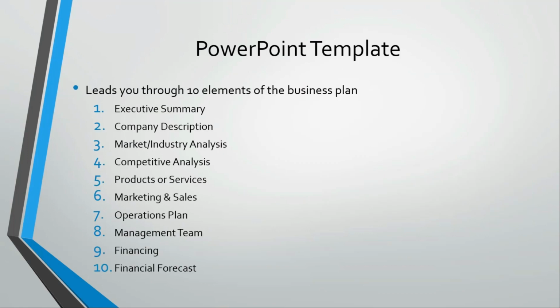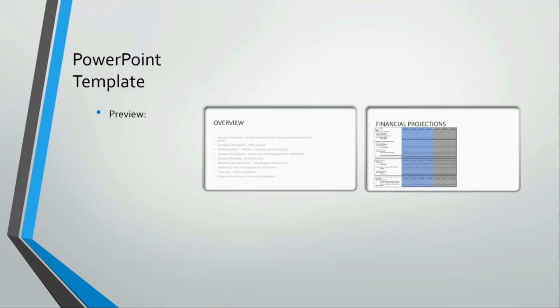And it also has a PowerPoint template that goes through the exact same 10 elements of the business plan. It's really nice to have a presentation so you can show other people what your business plan looks like. This is just an example of the PowerPoint template. Here I have an overview of the 10 elements of the business plan. That's one slide, and then the financial projection slide. This is just a basic template. You can change the themes and things like that to make it fit with whatever business you want.